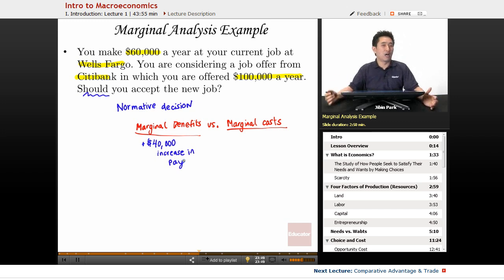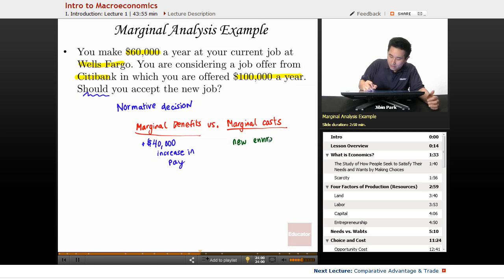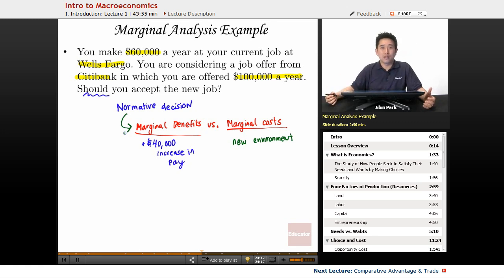Now, what's the marginal cost? There are probably several issues in terms of switching employers, but I would say the marginal cost is a new environment. Again, this actually might end up becoming a marginal benefit. With life decisions, it's really hard to adequately assess the situation, particularly when you're delving into the unknown. But this is a normative decision, and this is the type of decision where marginal analysis is very useful. Thinking about the idea of, will it benefit me? If I choose something, what is the marginal benefit? And what is the marginal cost?